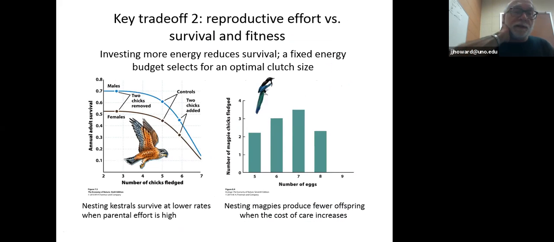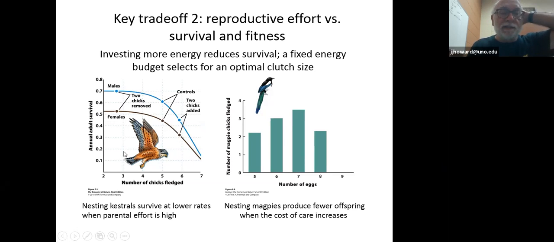So here's a second trade-off: reproduction versus survival. Investing more energy in reproduction reduces your probability of survival. If you have a fixed energy budget, it then selects for some optimal allocation of energy among your offspring. So let's see how investing in reproductive effort, just dumping energy into reproduction, affects your survival first. That is given by the graph here on the left.